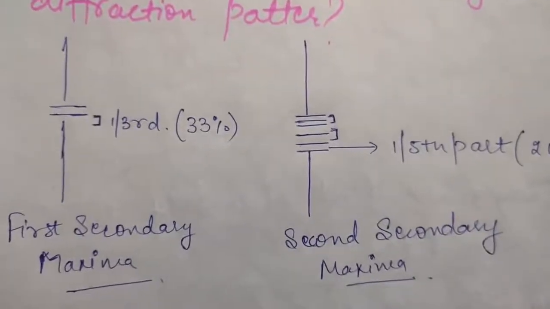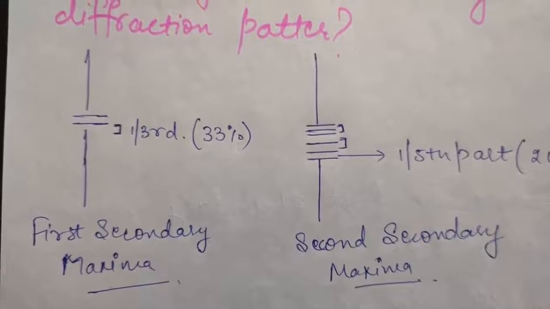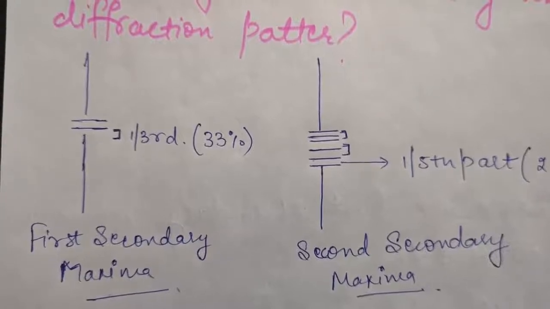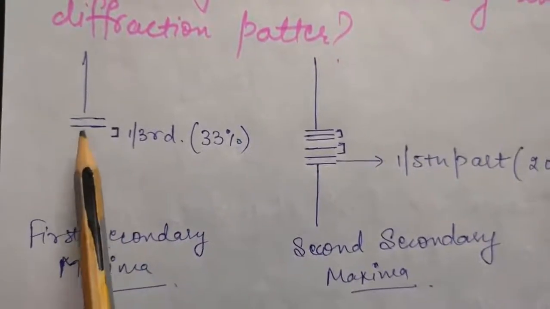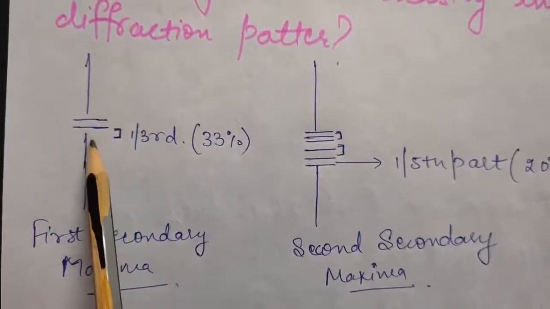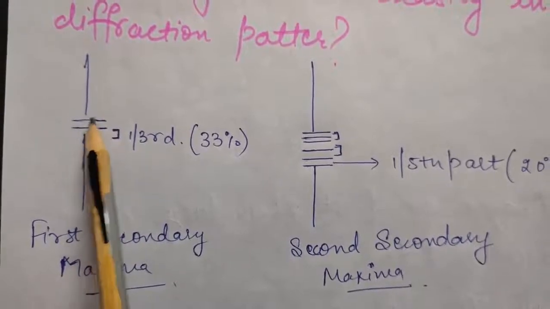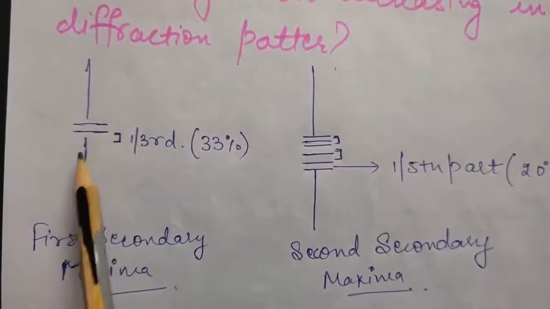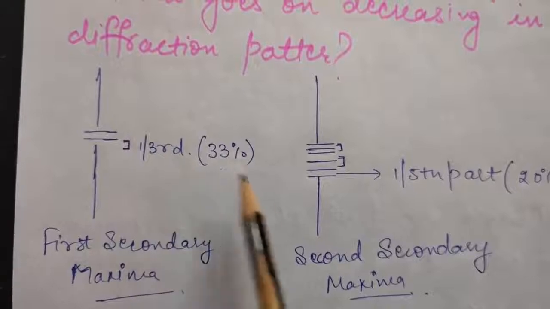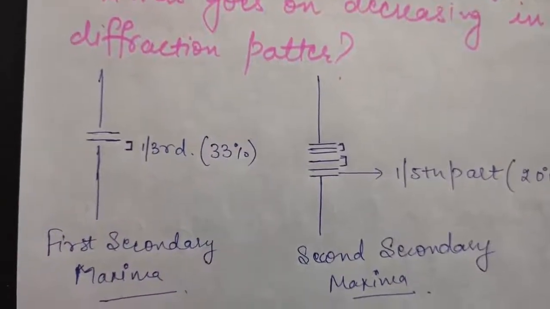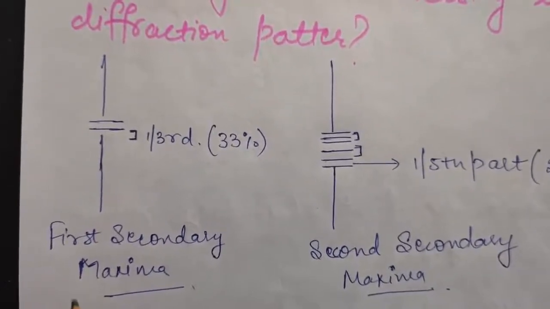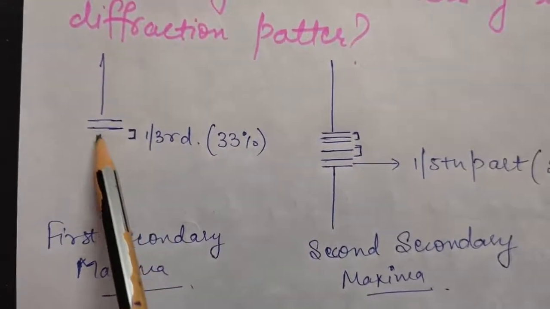When the central maxima was obtained, the light was coming from the whole slit, right? But when the first secondary maxima was obtained, we divided the slit into 3 parts. This I told you yesterday. When we divided the slit into parts, due to the first 2 portions, the light was forming destructive interference. So light was coming only from one portion, or you can say 1/3 portion of the slit, or 33% of the slit. So in central maxima the light was coming from the whole slit, but in the first secondary maxima, the light is coming from 1/3 part of the slit.